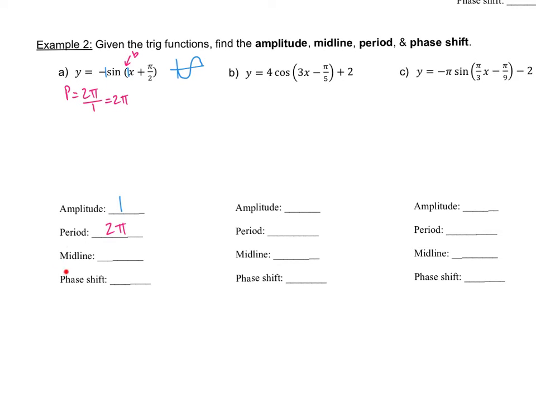As for the midline, there is nothing outside of the sine or parentheses. Like these have numbers outside of it, but this one doesn't. So there's not a vertical shift. So my midline is staying at y = 0.